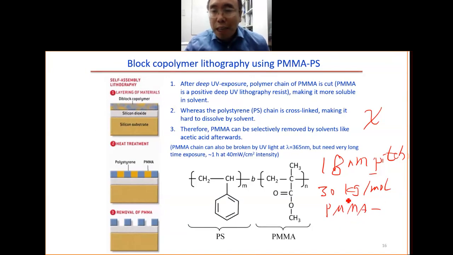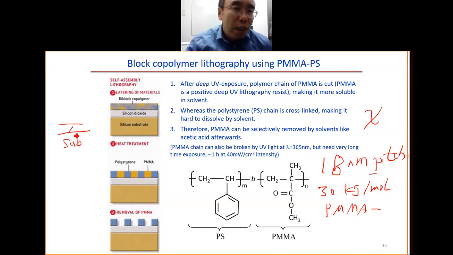So this gives you the chain length: you get an equal number of PMMA and polystyrene units, and you get an 18 nanometer pitch. So the K is not very big. But the good thing is that when the K is not so big, you get better control over the process. Otherwise, if the K is too big, so the two blocks are too different, then it's very hard to work with the substrate.